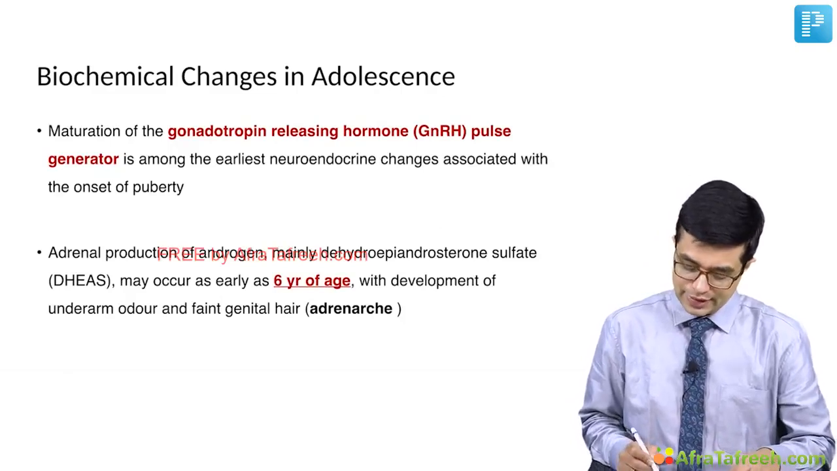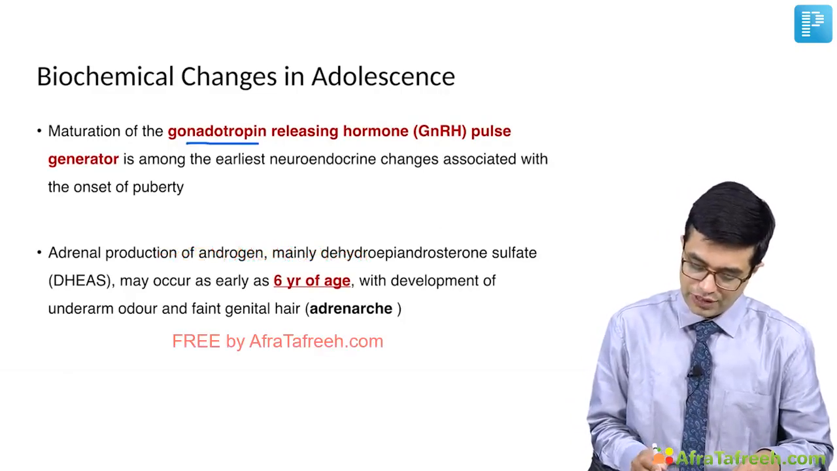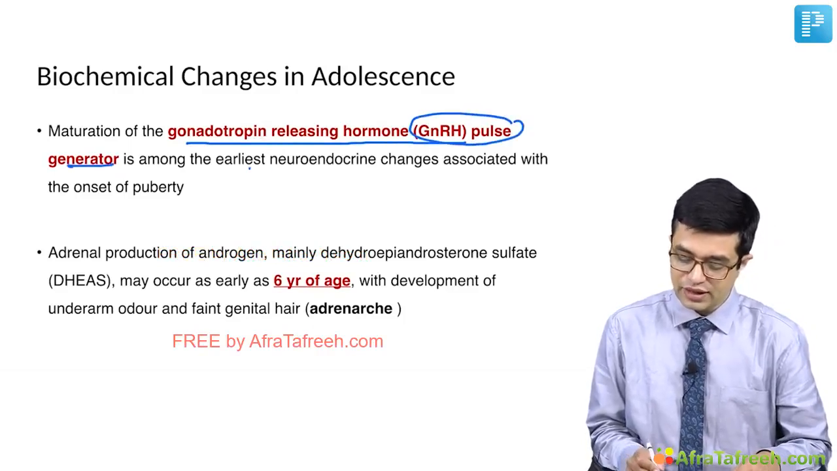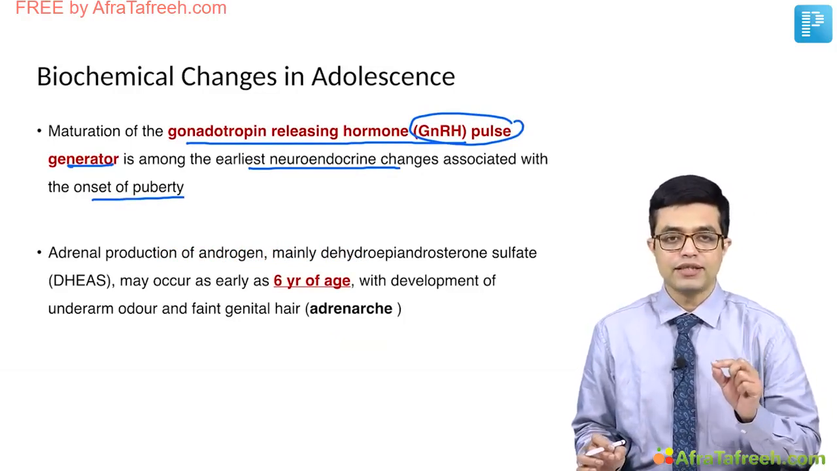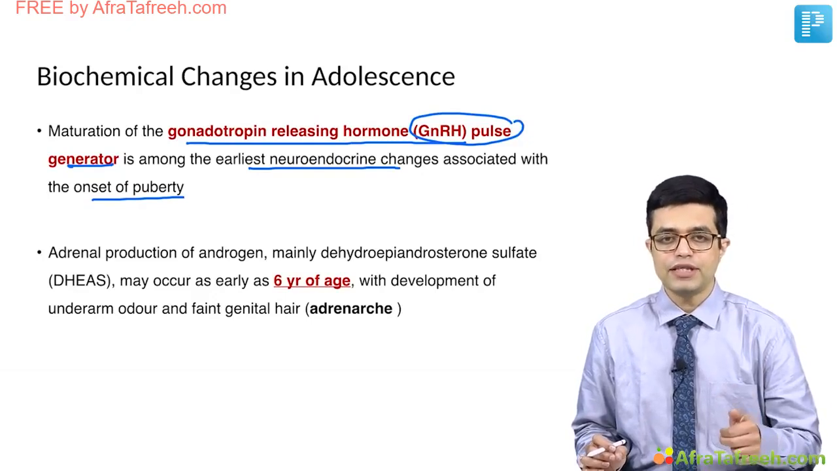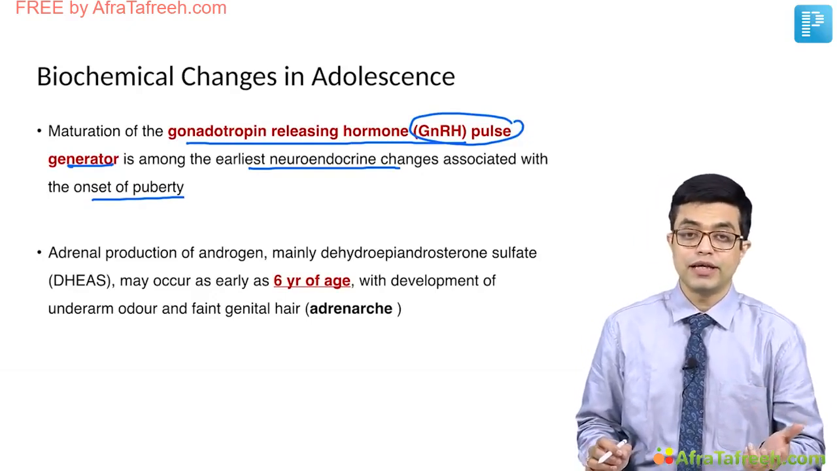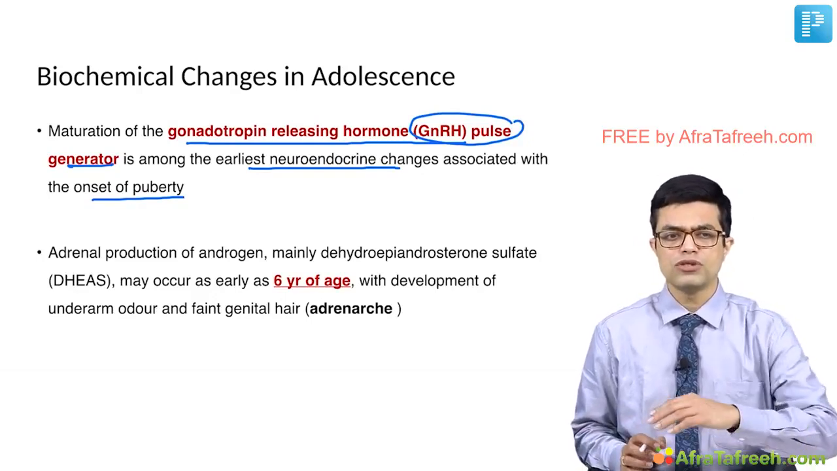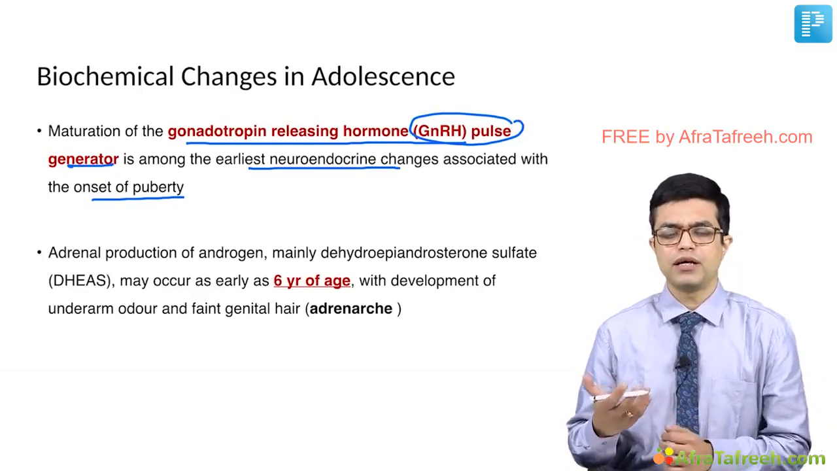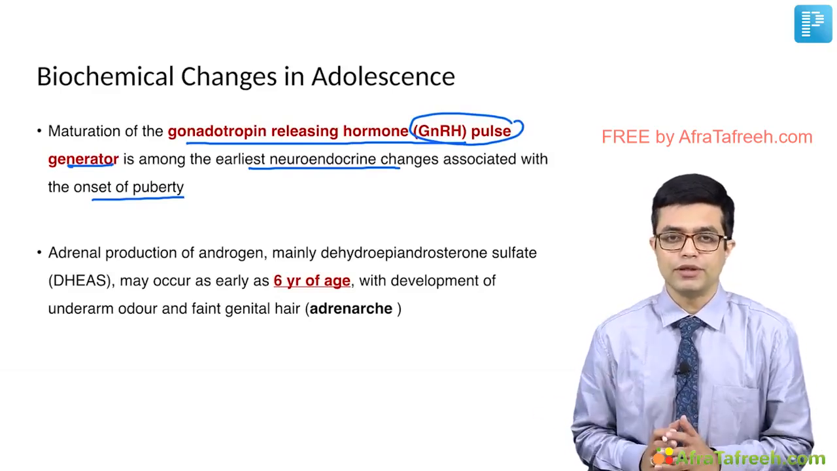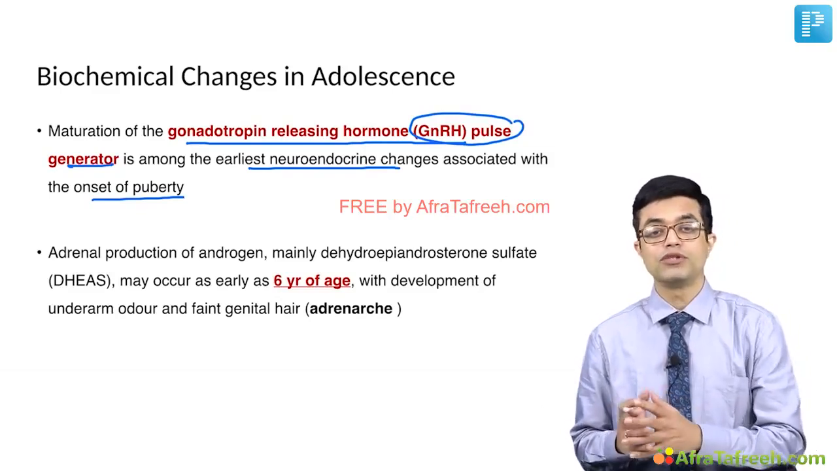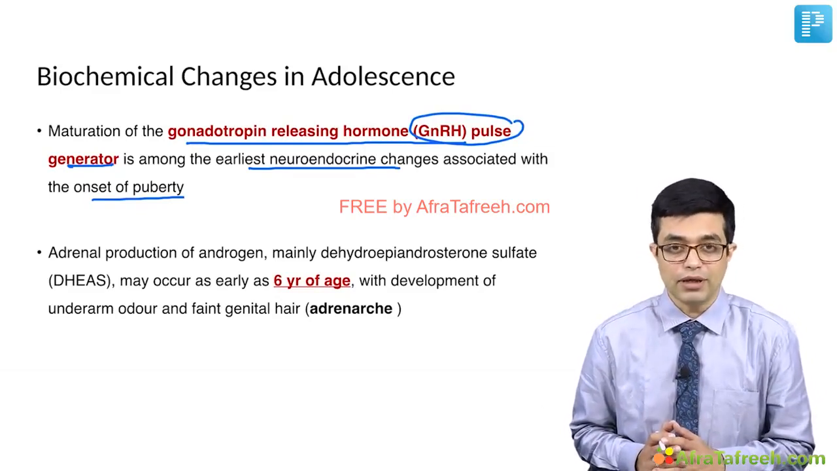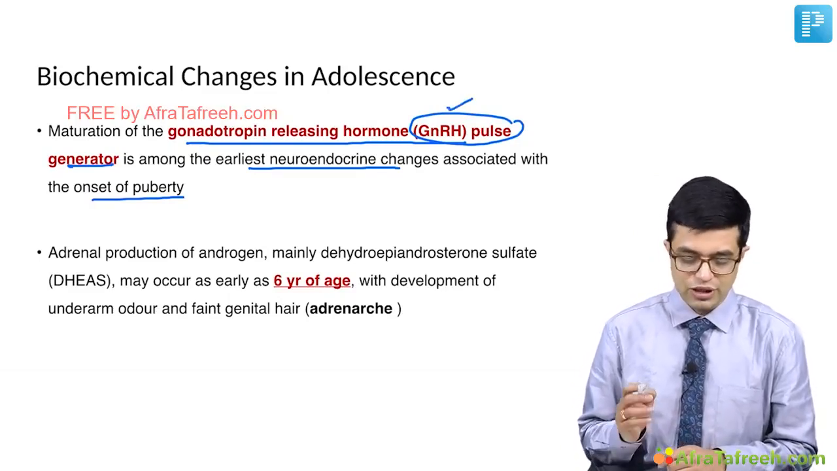The first thing is that the maturation of gonadotropin releasing hormone, that is GnRH pulse generator, is among the earliest neuroendocrine changes associated with the onset of puberty. GnRH axis gets activated, due to which FSH and LH secretion initially occurs in a pulsatile manner. Later on it turns into almost consistent secretion with peaks and troughs occurring at certain times of the day. So this is the neural axis which is initially activated before the somatic and genetic changes become apparent. So the first thing is GnRH pulse generator.